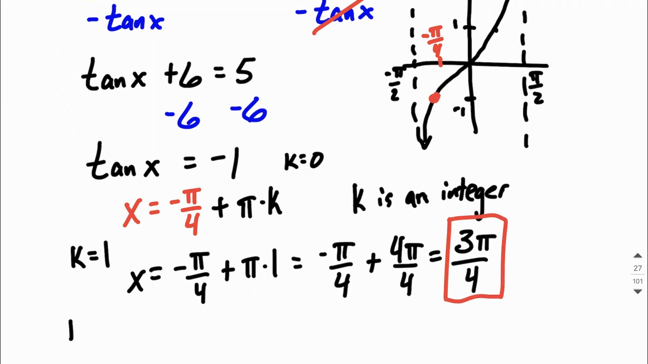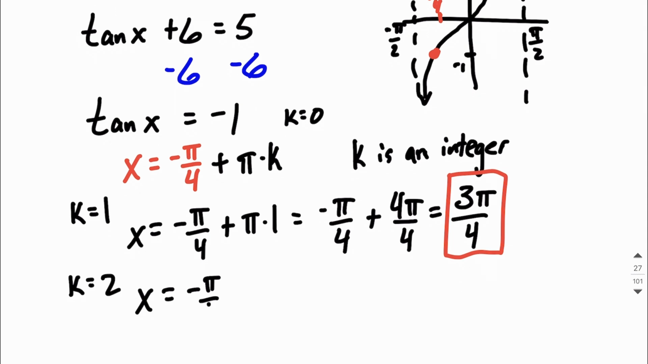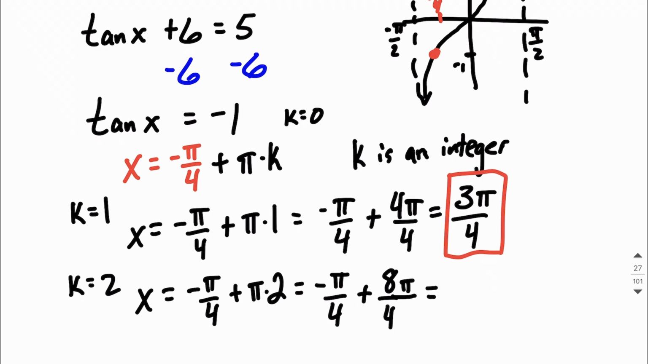Are there any more? Well, let's try k equals 2. In that case, we get x equals -pi/4 plus pi times 2, or 2 pi at the end there. Again, just strategically rewrite this. 2 can be rewritten as 8/4. We'll bring our pi along. As we combine our numerators, -1 pi plus 8 pi makes 7 pi/4, which is just a little bit smaller than 2 pi. So that's a second solution.